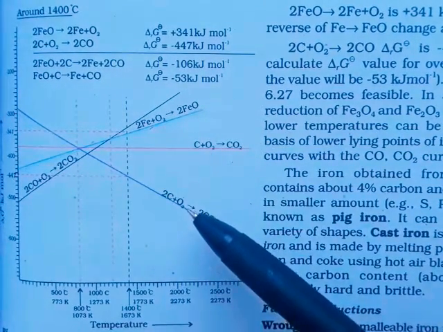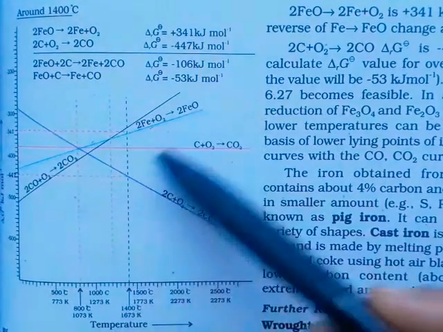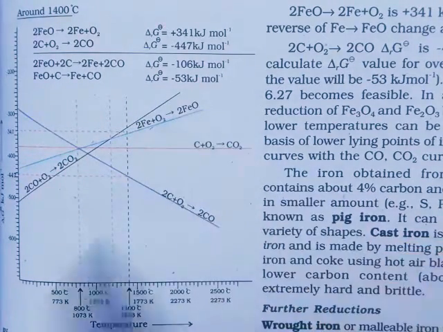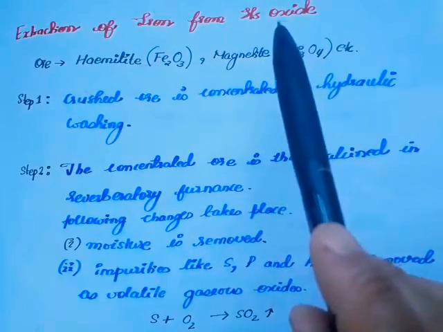It is carbon. Why? Because it has a more negative del G value right above this point. So carbon is used as a reducing agent for iron oxide. Now let us try to discuss the extraction of iron from its oxide.